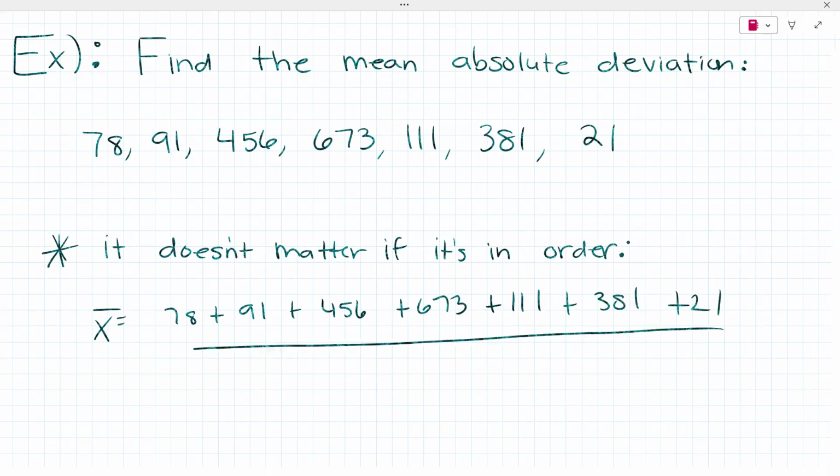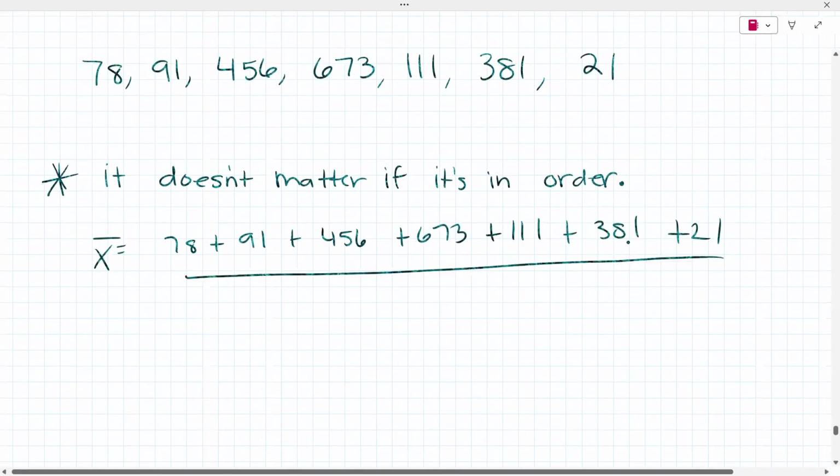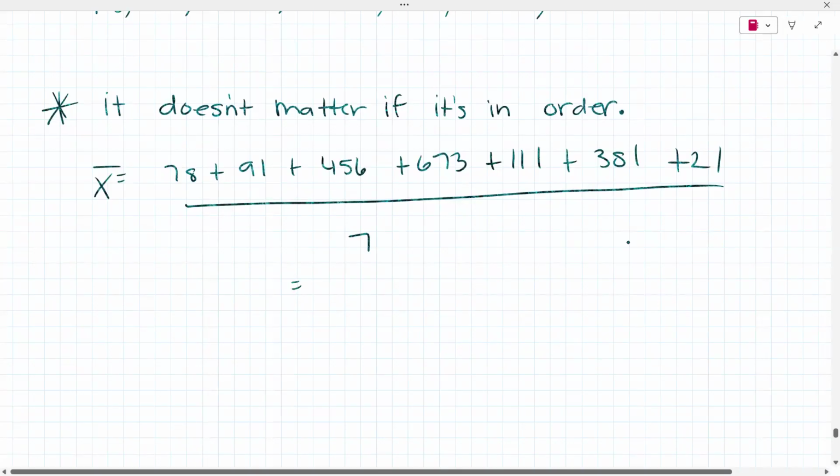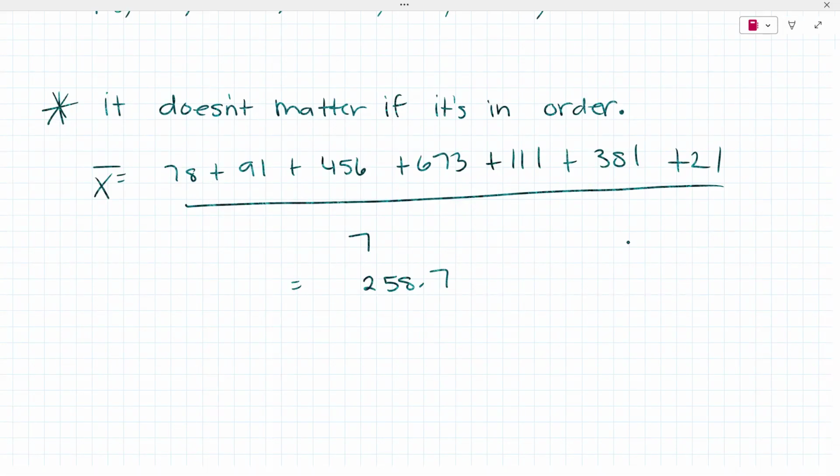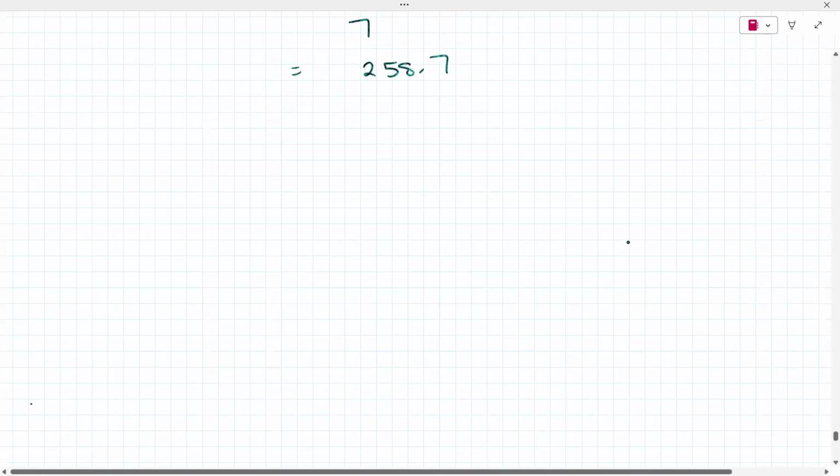Divided by the total amount of numbers. So there's a total of 7. And you get about 258.7. So yeah, let's kind of make a table.